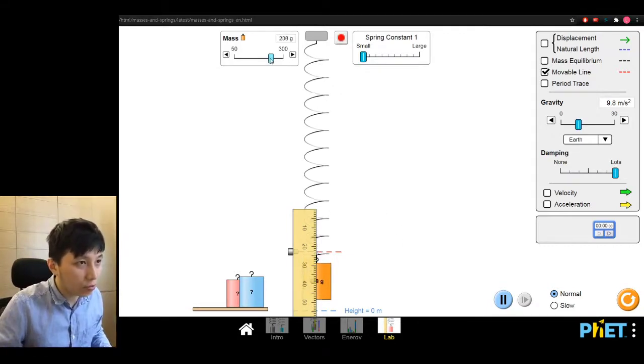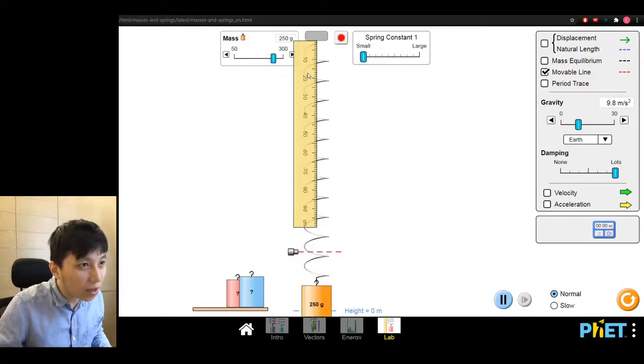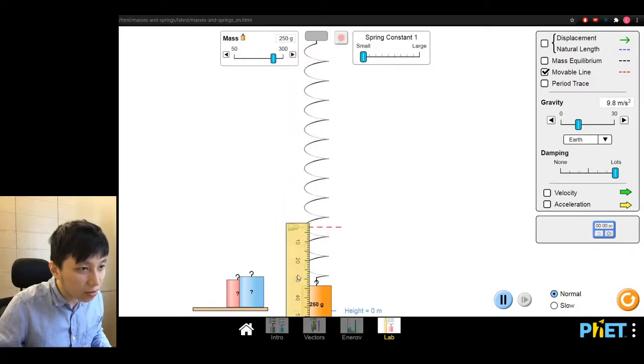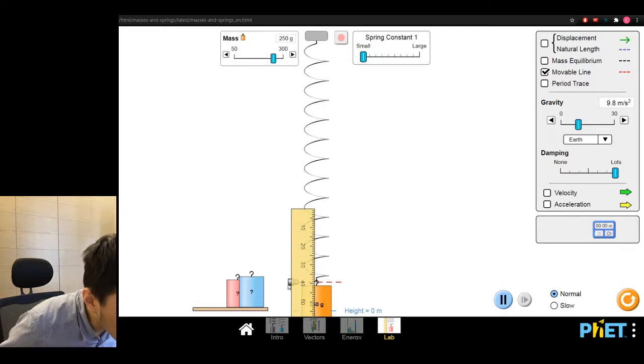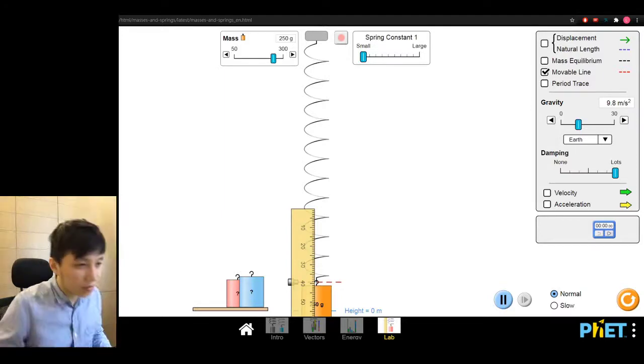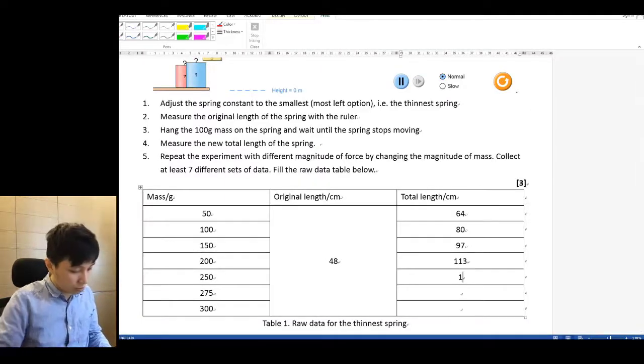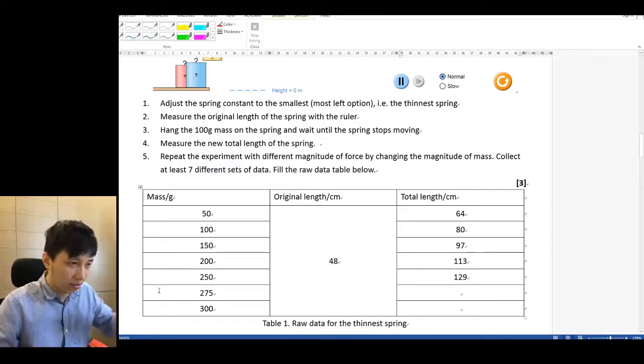Okay, now let's go to 250. Then I guess we have to do this again, and we have to start the ruler here, and then I believe this is 39, so 129, because again I start with 10 cm.